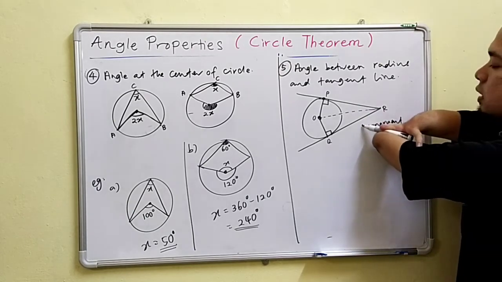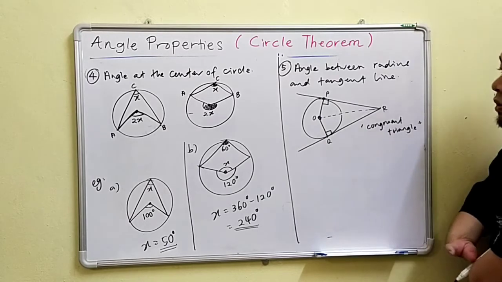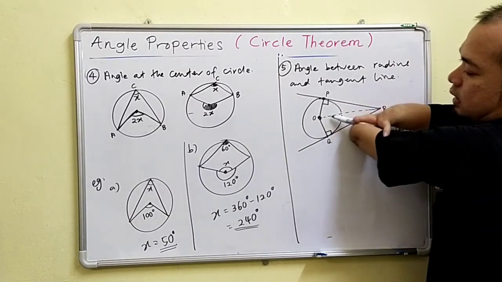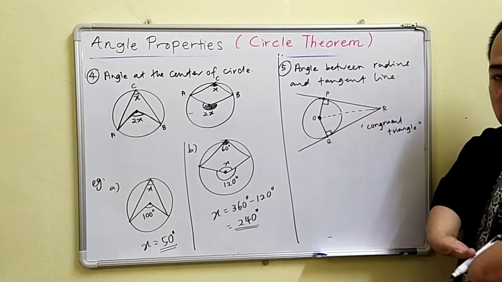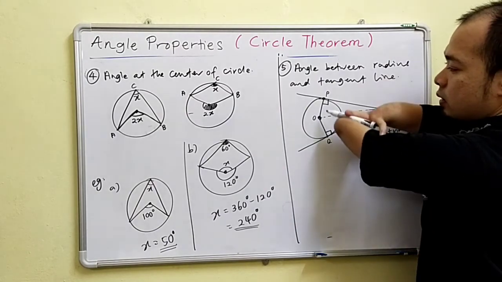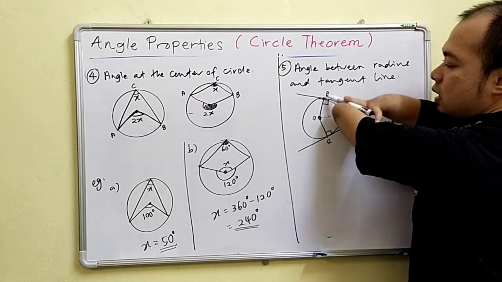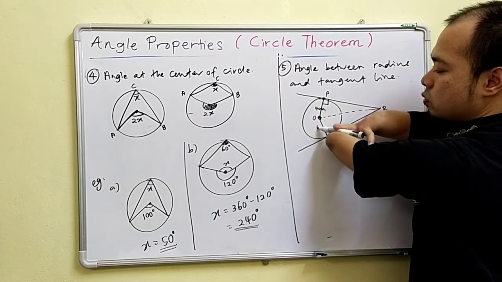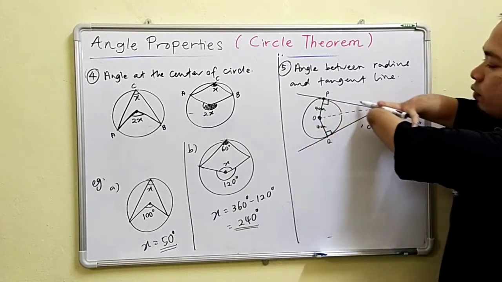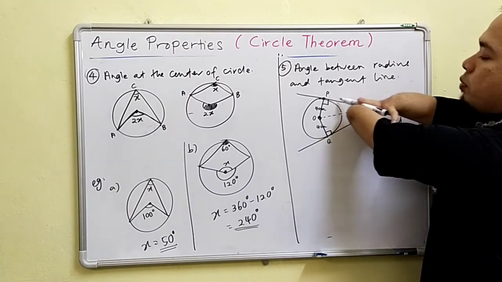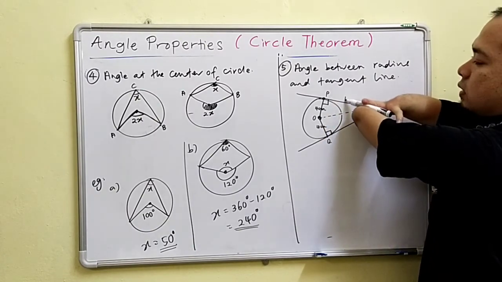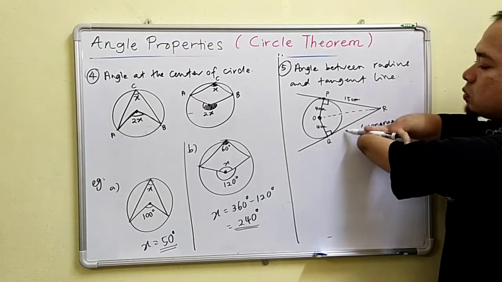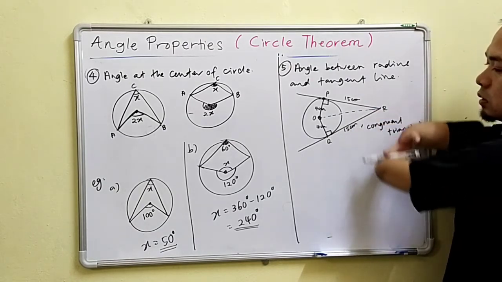Congruent triangle. What does it mean by congruent triangle? Congruent meaning they are the same, or they are exactly copy paste of each other. What does it mean by that? It means that you see this triangle, if the length of the radius is 4 cm, over here also will be 4 cm. If the length of PR is, I put a random number, let's say 15 cm, automatically the line QR also will be 15 cm.